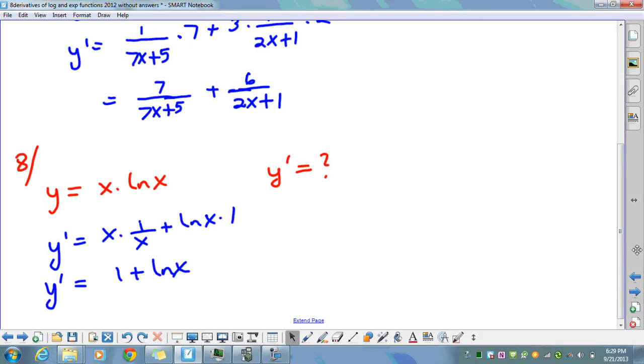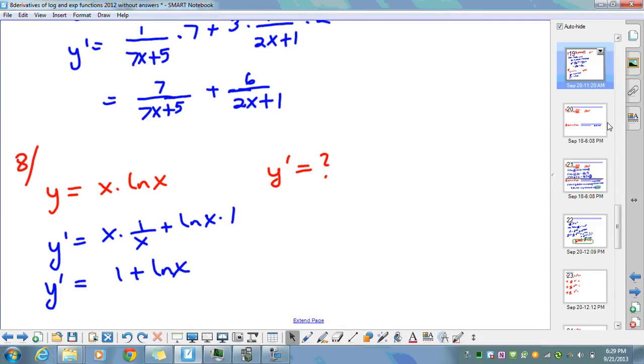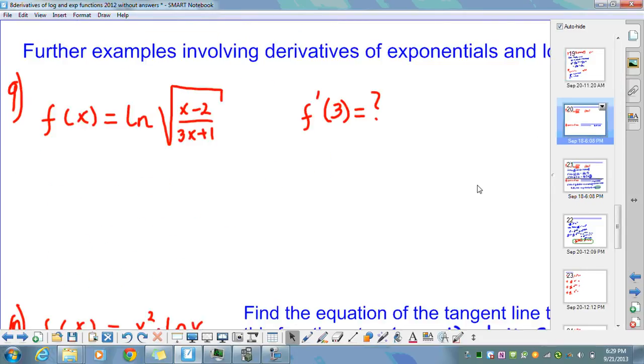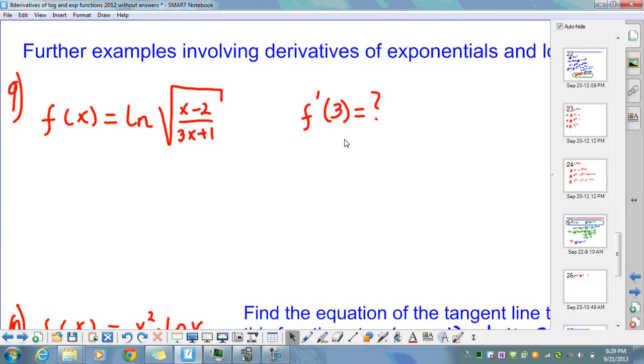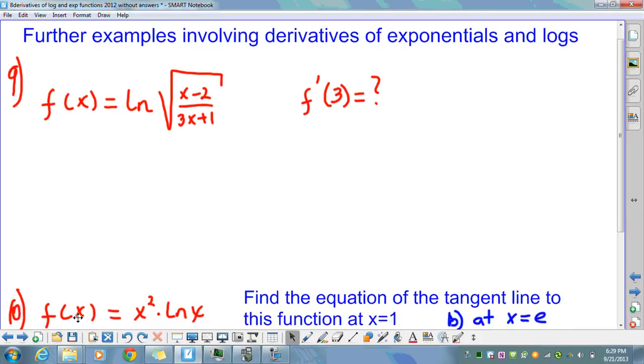A few more examples. Given f of x, can you determine f prime of 3? What is the derivative at the point x equals 3? And another good example is, given f of x equals x squared times ln x, find the equation of the tangent line to this function at x equals 1, and also at x equals e as part B of the same problem.